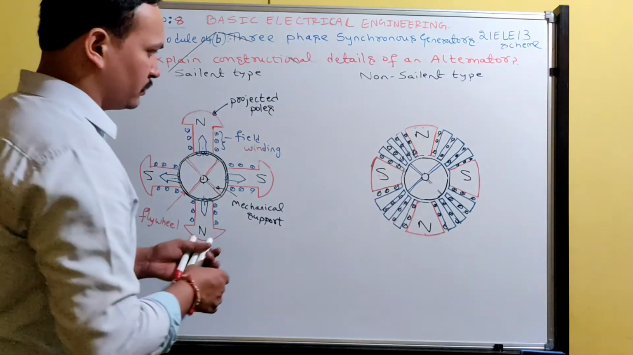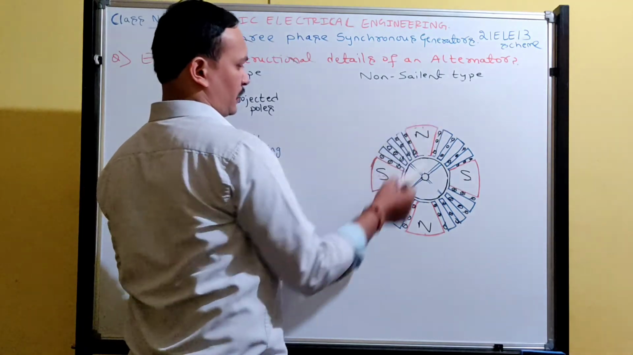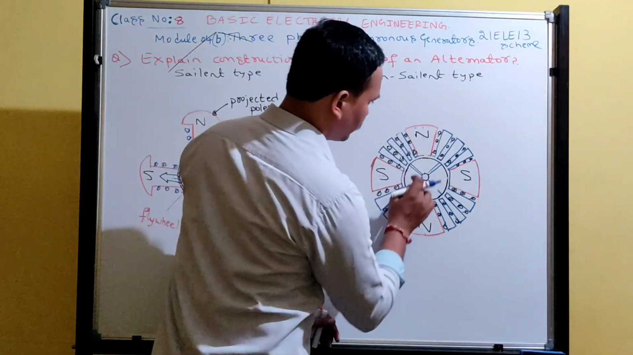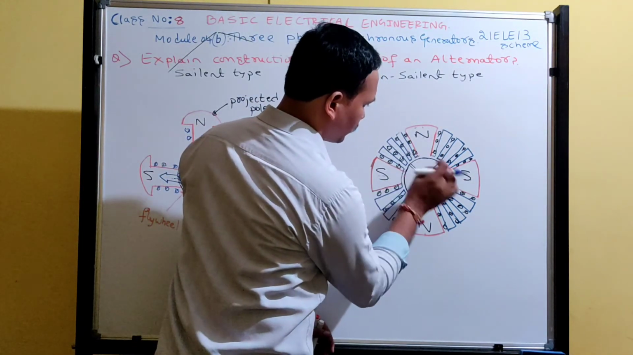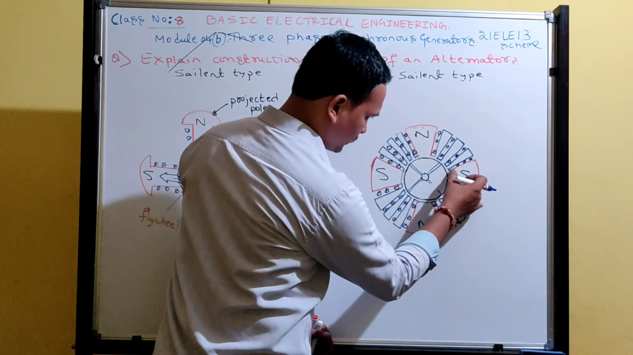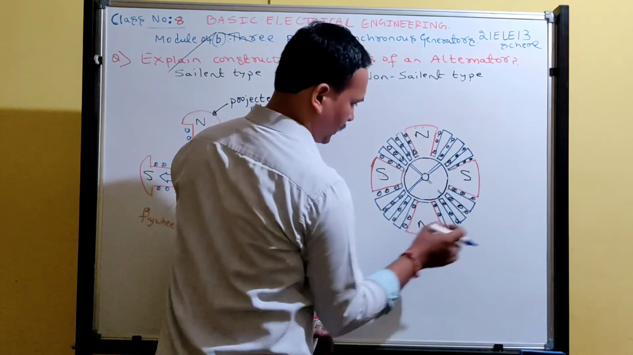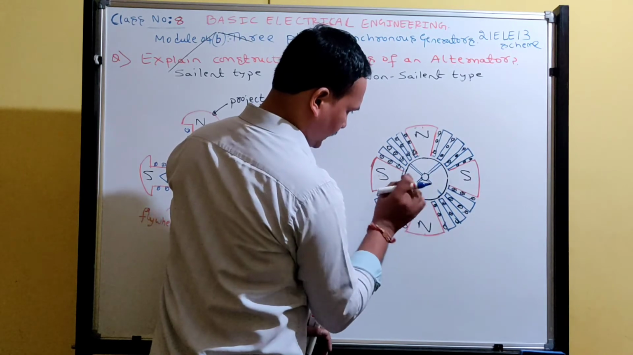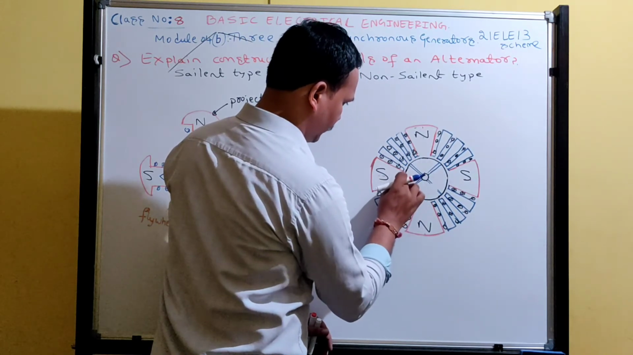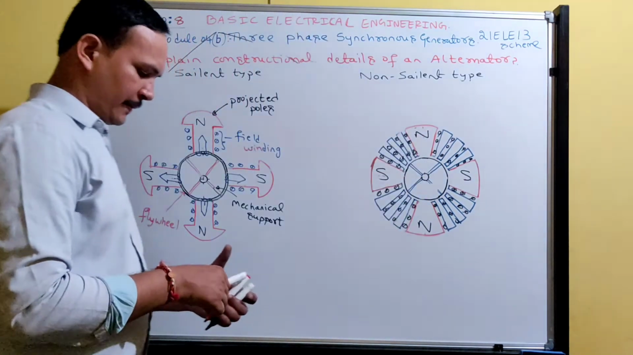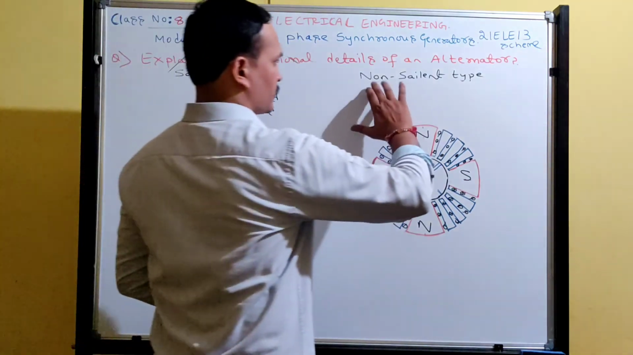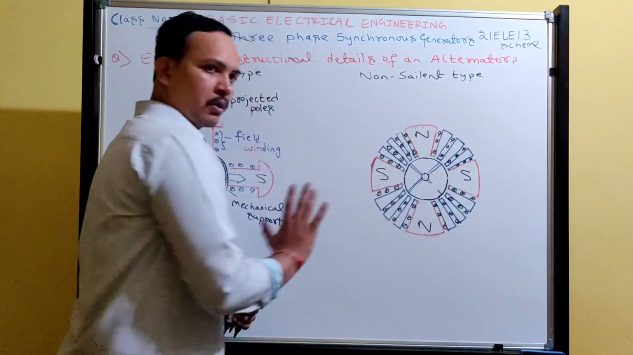Okay friends, now this non-salient type alternator looks like this. Now you erase this part. You have to close down these main poles. You erase like this, okay. Erase like this, only main poles. So this is how it looks. Non-salient type alternator looks like this.